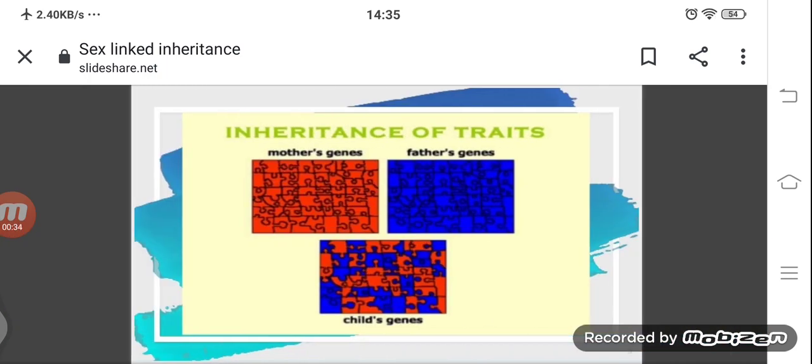The next one, the inheritance of sex-linked traits. The mother's gene is red in color, the father's gene is bluish in color. The next generation produces both colors. The child's genes have both colors, on the X and Y chromosomes.